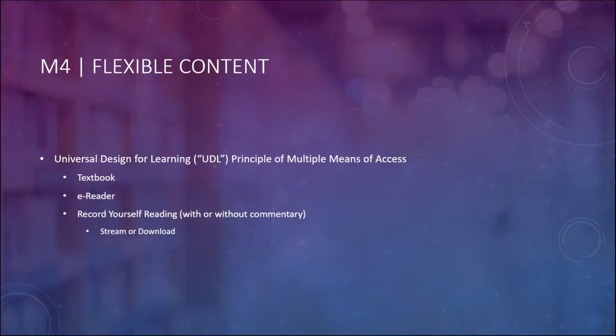In the case of an assigned reading, multiple means of access might be the textbook itself, either a printed copy or a digital copy. In the case of a digital text, there might also be a built-in e-reader. If not, consider recording yourself reading the text, with or without commentary, and provide access to that recording, video or audio as appropriate, via streaming or direct download.